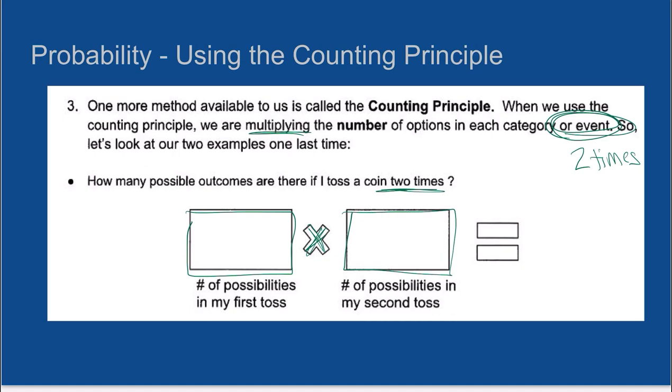The numbers that go inside the boxes are the possibilities in the tosses. So with this first toss, we know it could be heads or it could be tails. So there are 2 possibilities. Well, we didn't change the coin at all. It's still heads or tails for the second toss. So there are still 2 possibilities. 2 times 2 is 4 possibilities. We got the same answer, whether we did the list, the tree, or the counting. Always we got to the 4. It just is a matter of which one works better for that scenario.